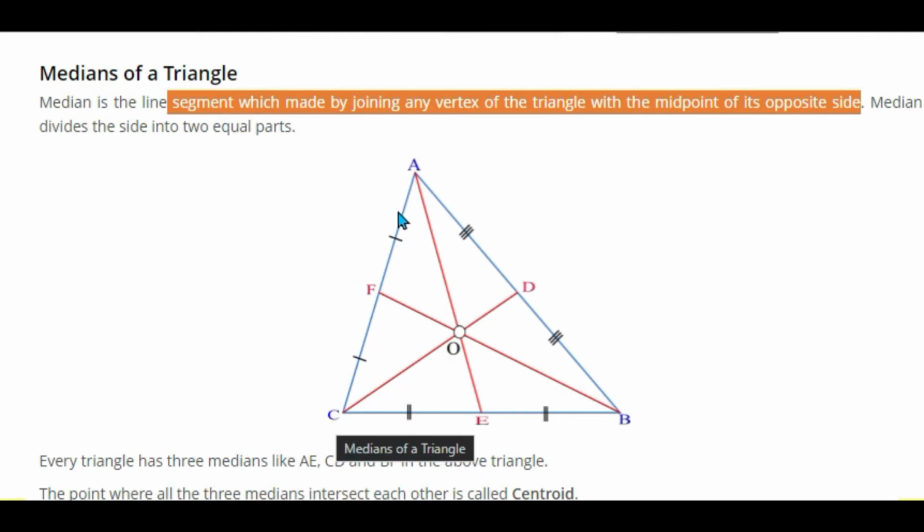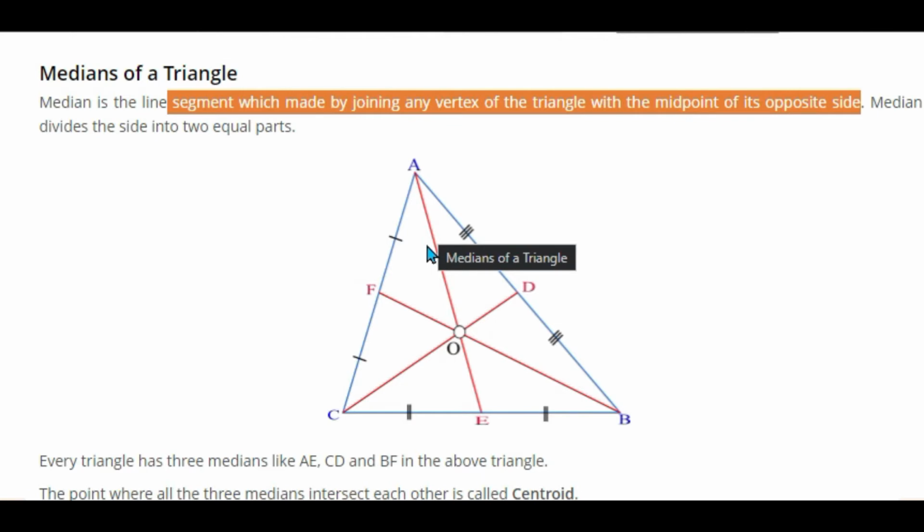So it is the line who joins the midpoint. So CB. The point E is the midpoint of CB, and this AE is the line joining the midpoint of CB. That's why AE is known as a median. I repeat, A is the vertex and E is the midpoint of CB. Median is that line which joins the vertex and the midpoint of the opposite side. If this condition is true for any line segment, that line is known as a median.